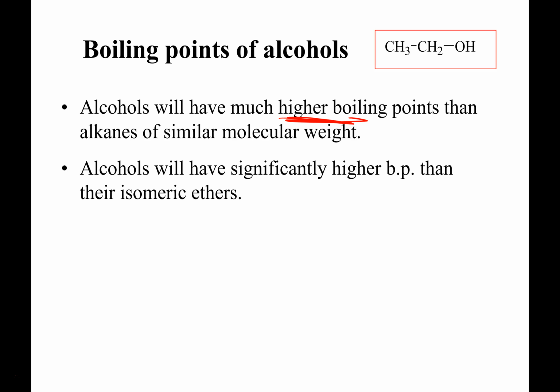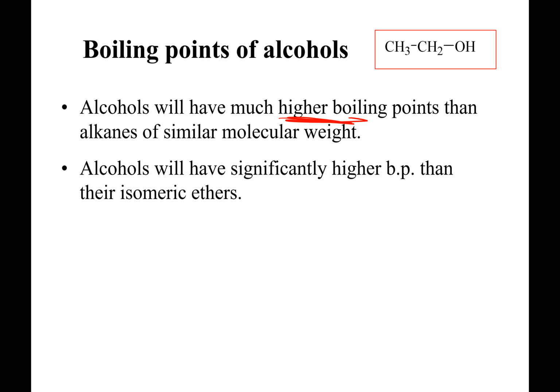Alcohols and ethers. Again, you don't have to remember this, but ethers are the ones that have the oxygen embedded in the carbon chain. So why do alcohols boil at a higher temperature than ethers? The hydrogen bond? Yep, because of the hydrogen bond.